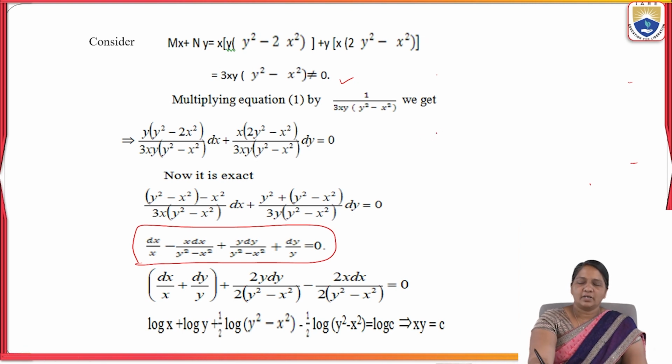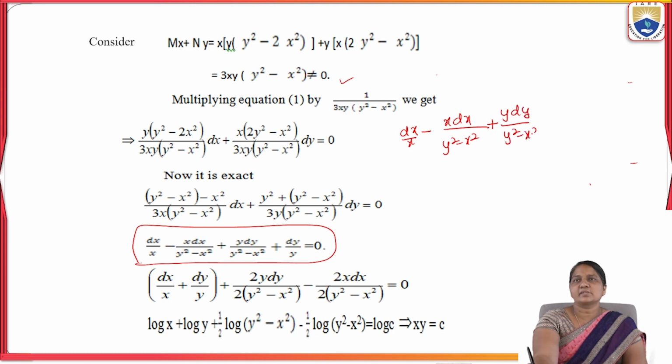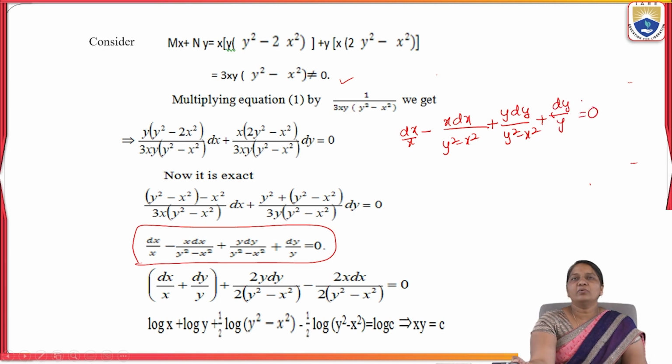See here: dx by x minus x dx by y square minus x square plus y dy by y square minus x square plus dy by y equal to 0. Now here we are going to integrate the function.